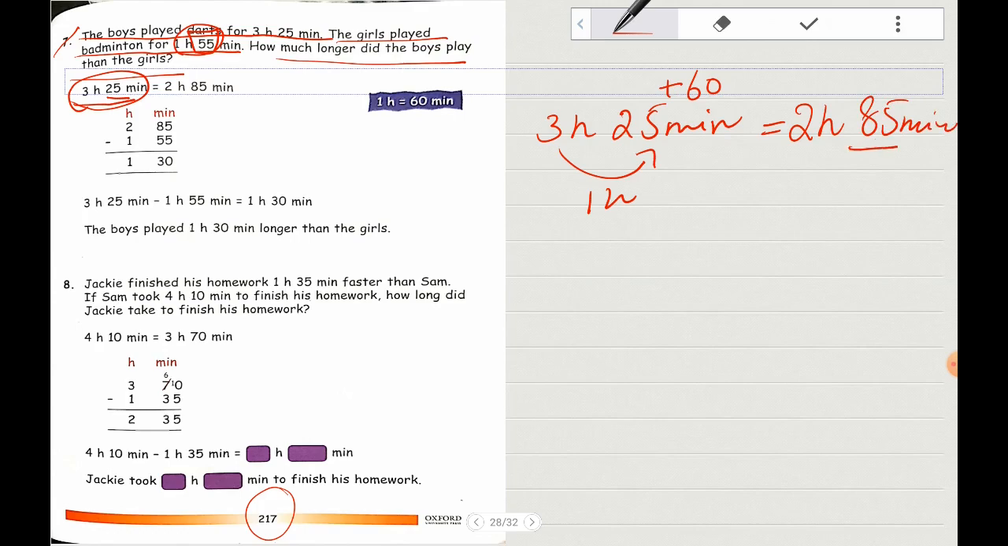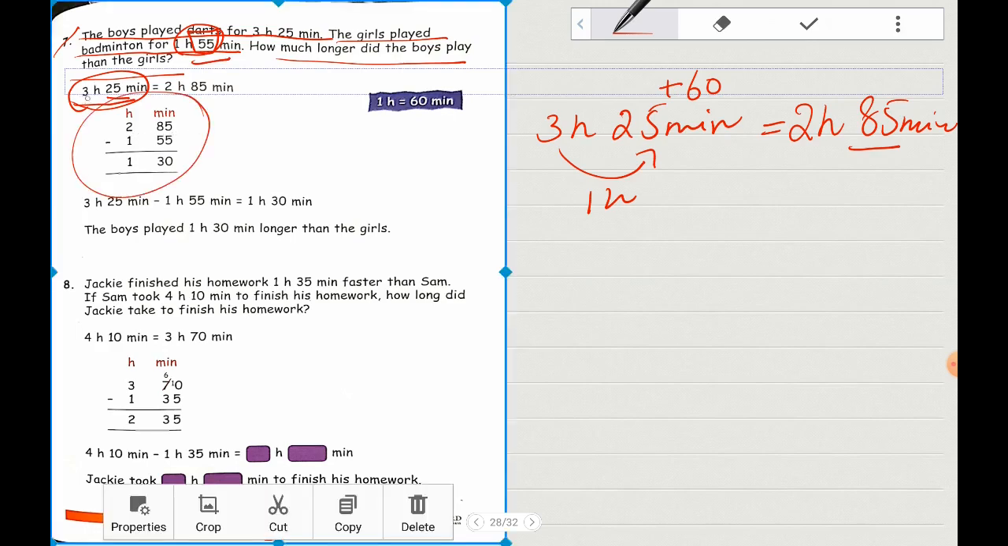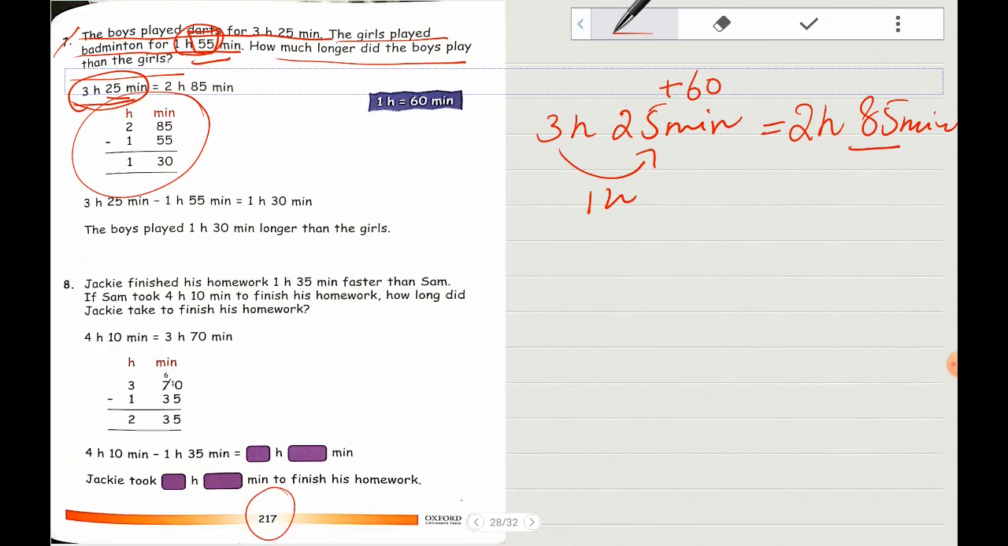Now you can see that 85 minutes is greater than 55 minutes. Now you will make the sum. You are not using 3 hours 25 minutes now. You will use 2 hours 85 minutes and subtract 1 hour 55 minutes from it. The answer will be 1 hour 30 minutes. So the boys played 1 hour 30 minutes longer than the girls. In the subtraction example, you have observed that you cannot subtract before taking borrow. So you have to take borrow first and then subtract.